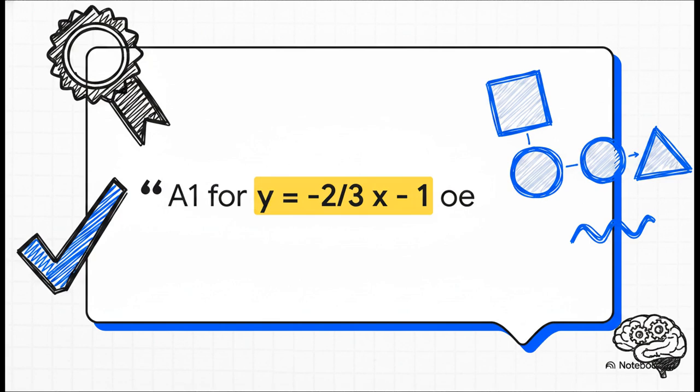And there you have it. The last mark is an A1, which stands for accuracy. You only get this mark for a totally correct final answer in any of those forms we just looked at. This mark is the reward for getting your previous method right.